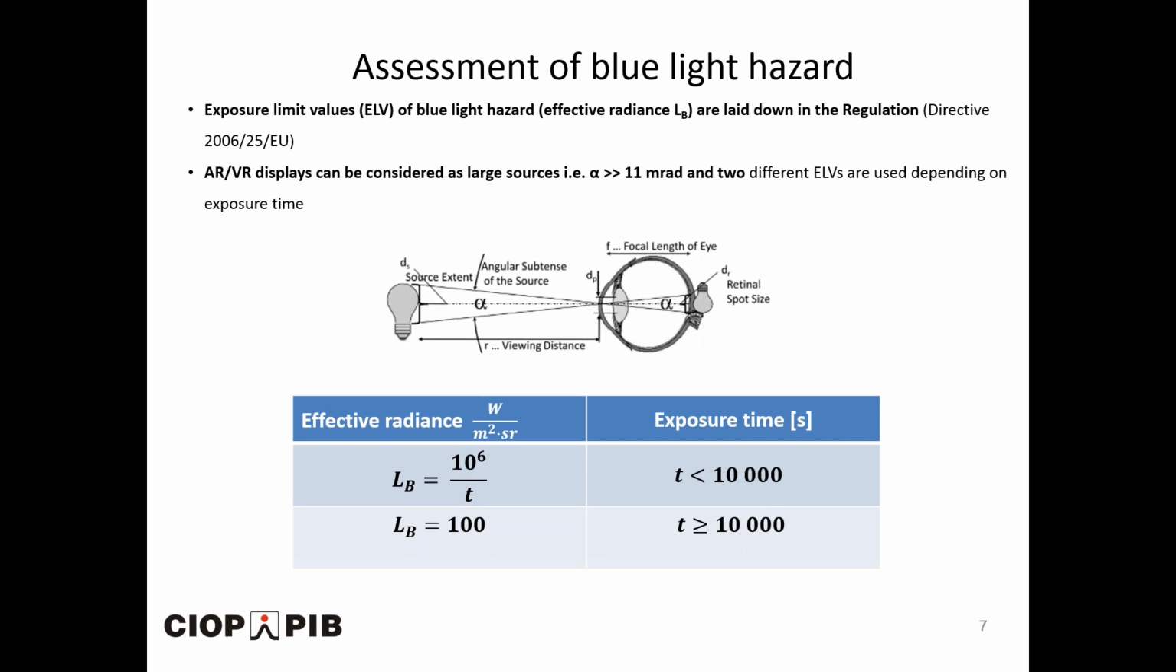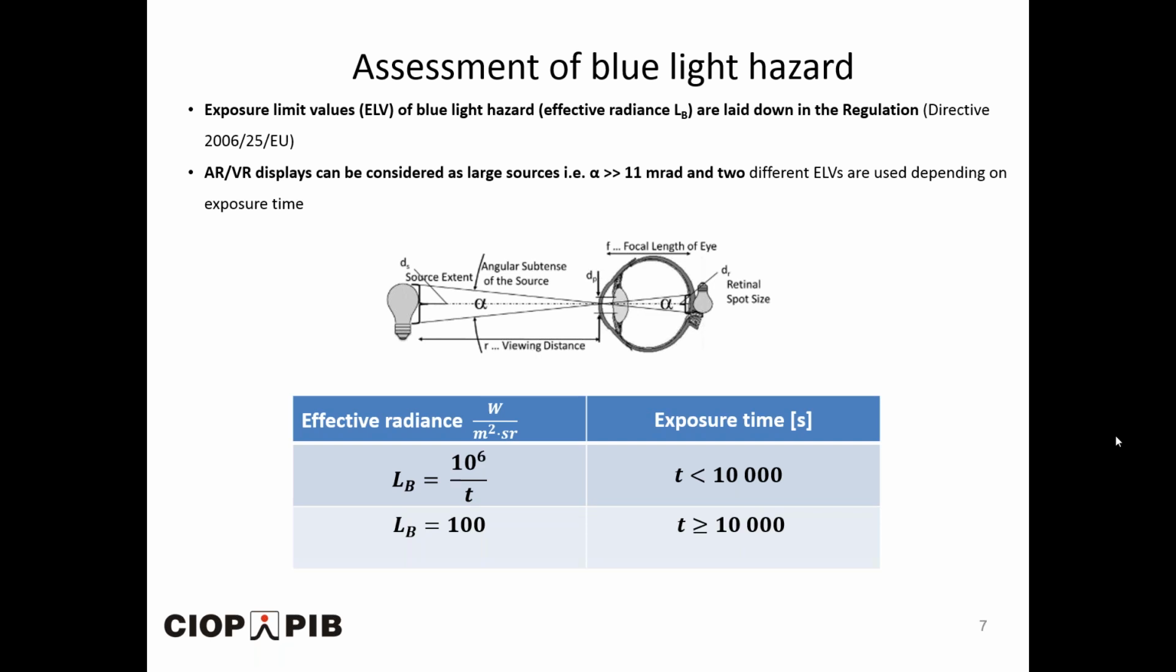So the focal length of the eye, as seen on the picture in the middle, and the retinal spot size decide how large this angle can be. If the source is larger than 11 milliradians, it is always considered a large source. If this value is lower than 11 milliradians, the source is considered a small source.